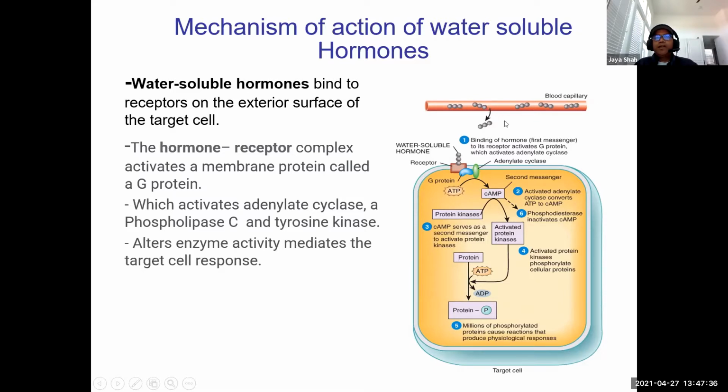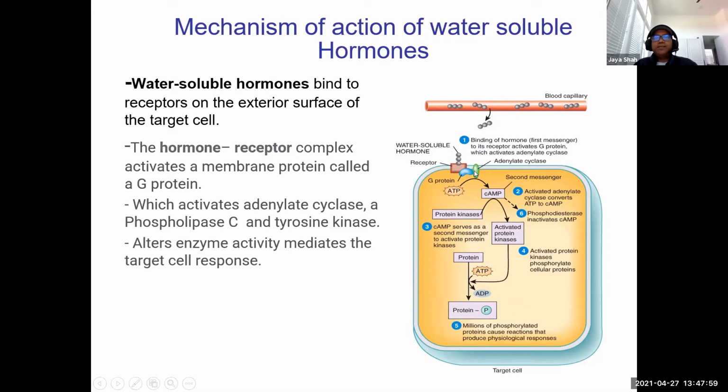So when hormones are released by endocrine gland, then they are in the blood capillary. From the blood capillary, they come into extracellular space. Once they are in the extracellular space, the hormone binds to its receptor. So this receptor is the first messenger. This hormone is also a first messenger. So this hormone is now binding with the receptor.